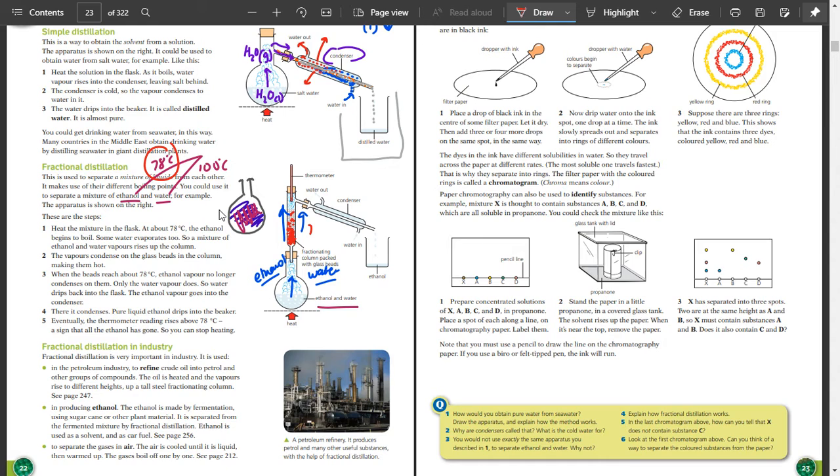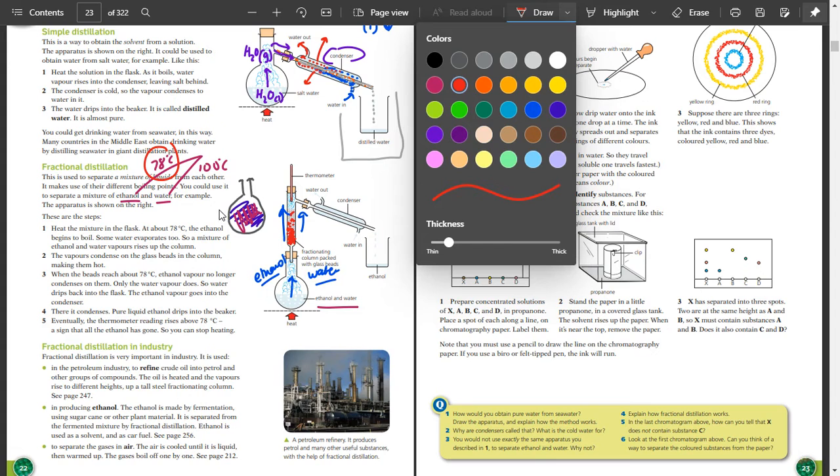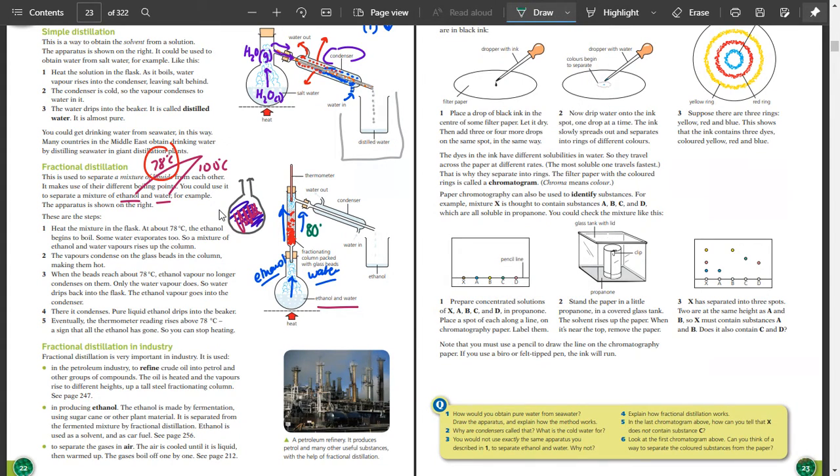If the temperature inside the glass column with the beads is, let's say for the sake of argument, 80 degrees centigrade, and an ethanol molecule hits the glass beads, it will evaporate immediately, because 80 degrees is higher than the boiling point of ethanol.